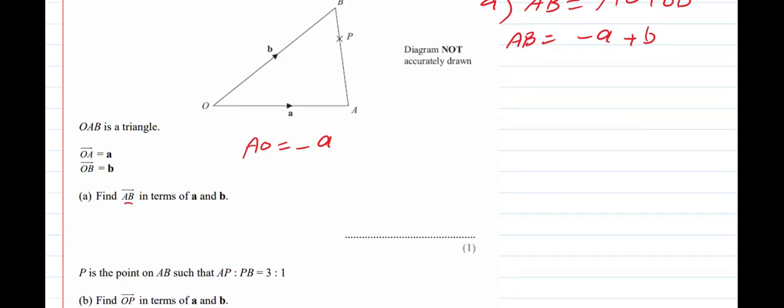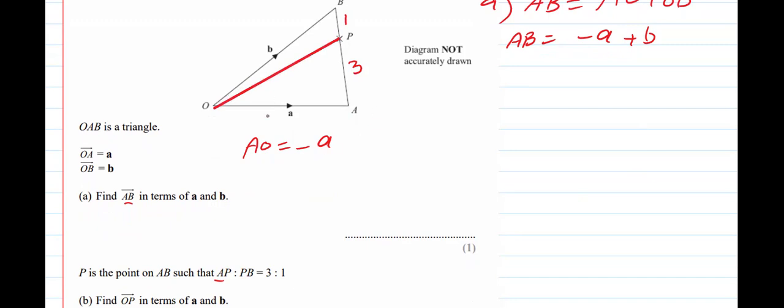Okay, now the next: P is the point on AB such that AB, meaning this part, is 3 parts and this part is 1 part. Find OP. What is OP? OP is starting from this to this. Yes, this is OP that we have to find.